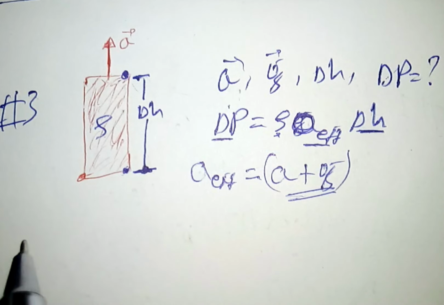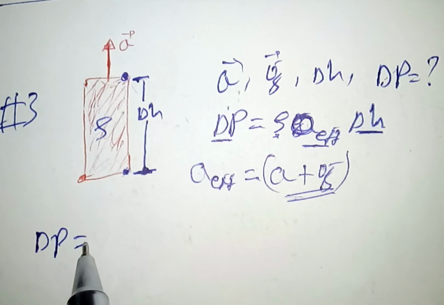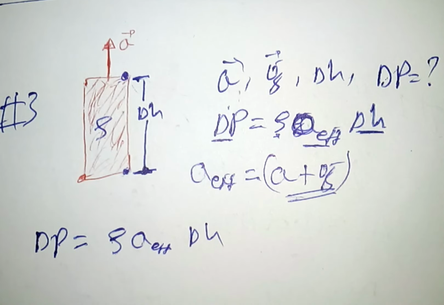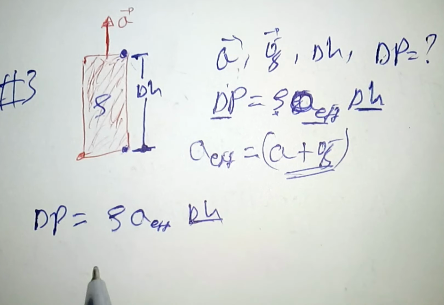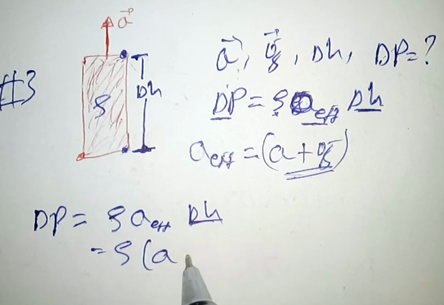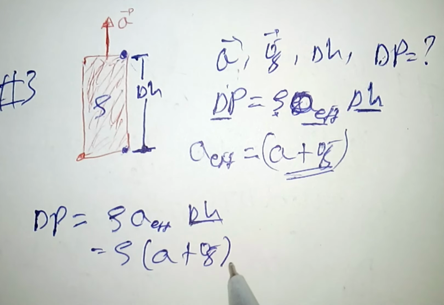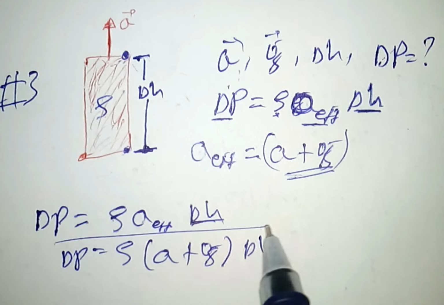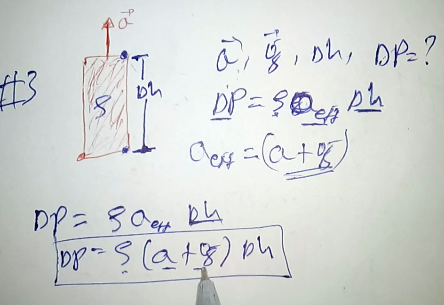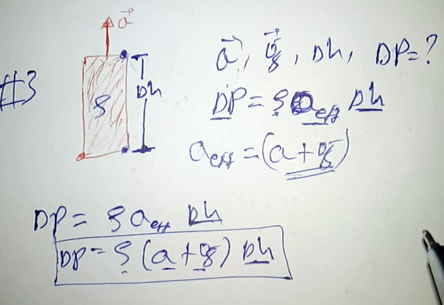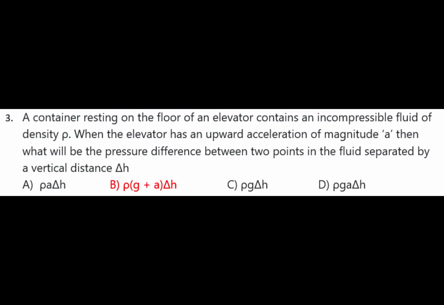Then if I substitute in the values, the difference in pressure between 2 points is density times effective acceleration times the height difference between 2 points. So this is density times the effective acceleration, which is the acceleration of the elevator plus the acceleration due to gravity, times delta h. So we can conclude that the difference in pressure is the density times the sum of the acceleration of the elevator and the acceleration due to gravity, times the difference in height of the 2 points. So the correct answer is alternative B.